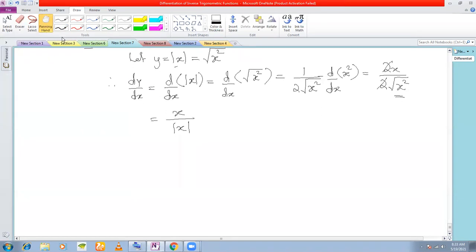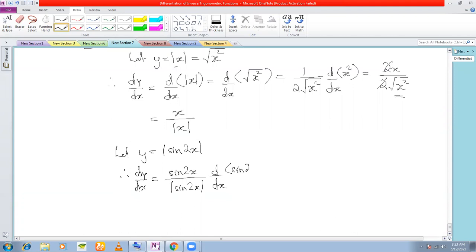Let us take an example, a very simple one. Let y is equal to say mod sine 2x. How will you differentiate this? dy/dx is equal to, see, we know d/dx of mod x is x by mod x. So we write x by mod x. We have differentiated the mod. Now we get inside the mod into d/dx of sine 2x.